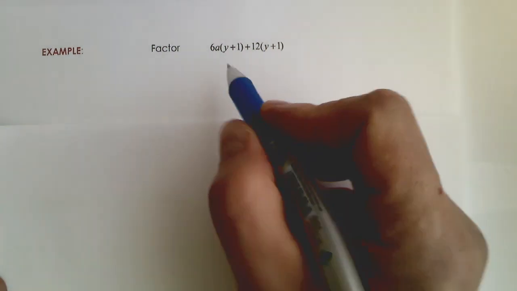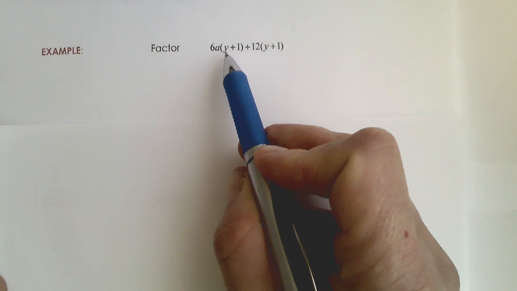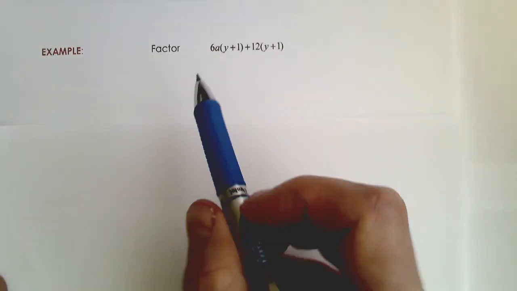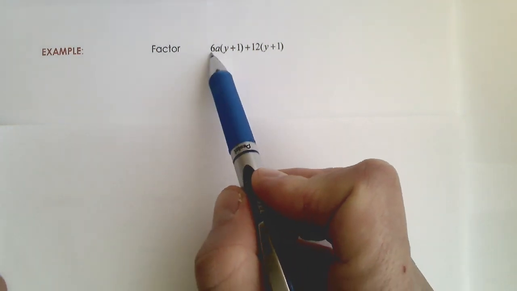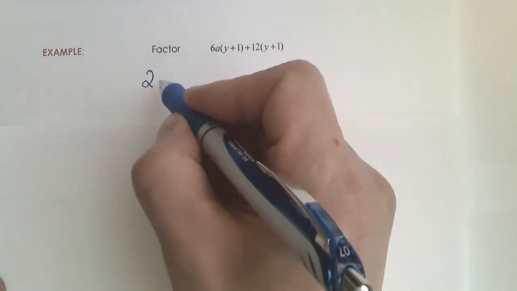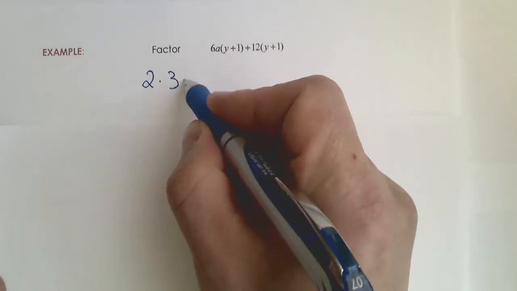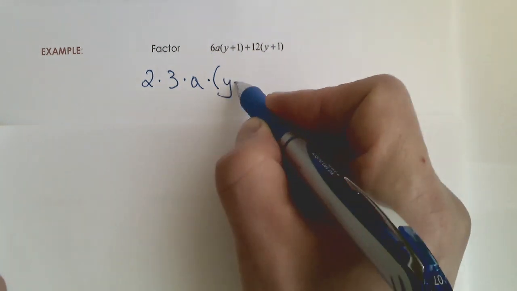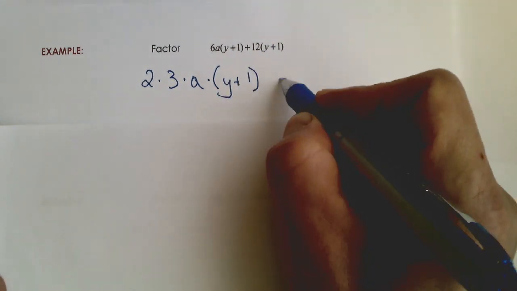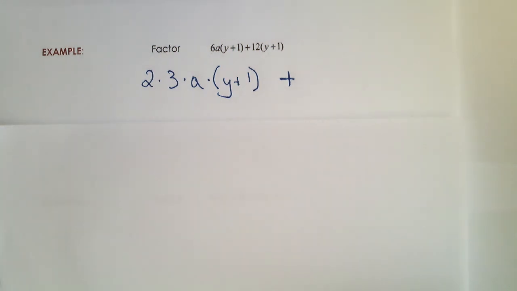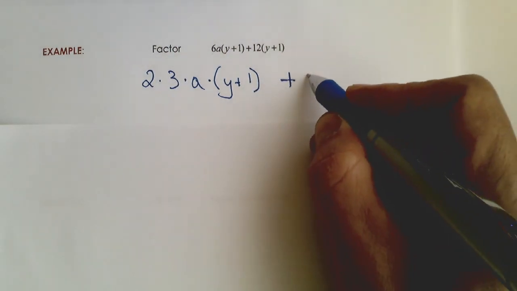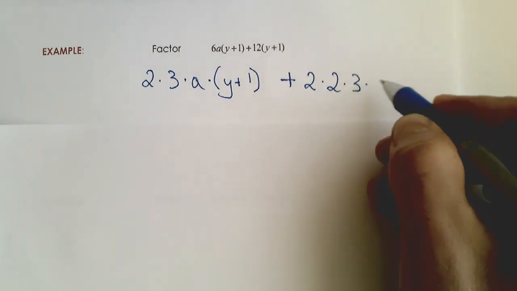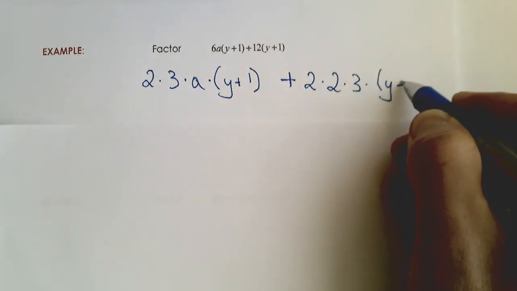All right, so again, I have this expression with two terms. There's this plus that separates these two terms. And what I'm going to do is apply prime factorization to 6. So it's going to be 2 times 3 times a and times this expression. Then it's plus, and I'm going to my second term. It's going to be 2 times 2 times 3 times 1 y plus 1.